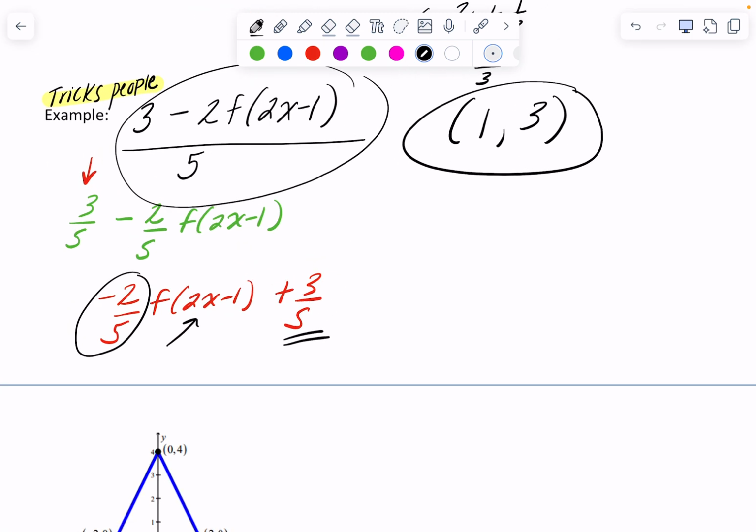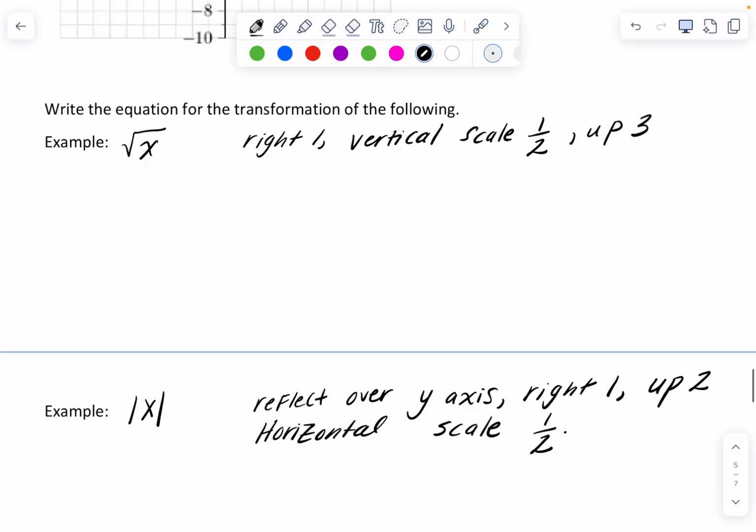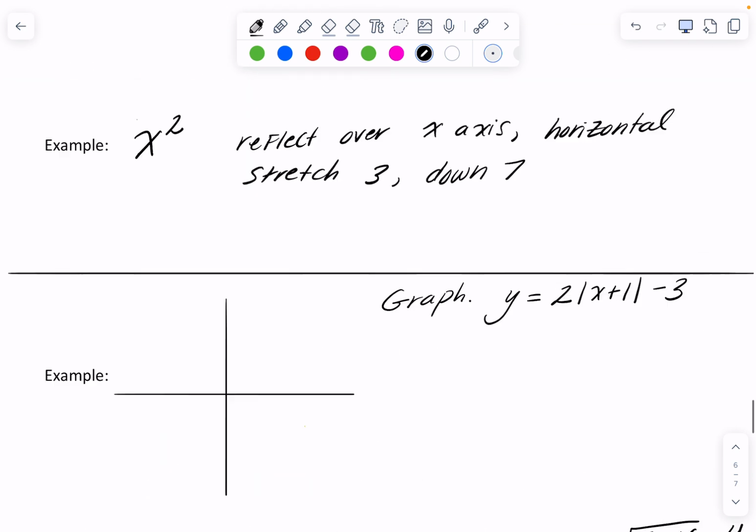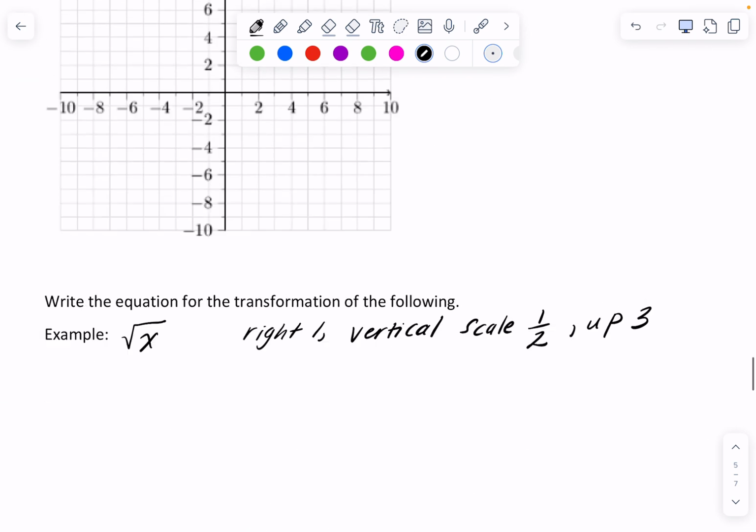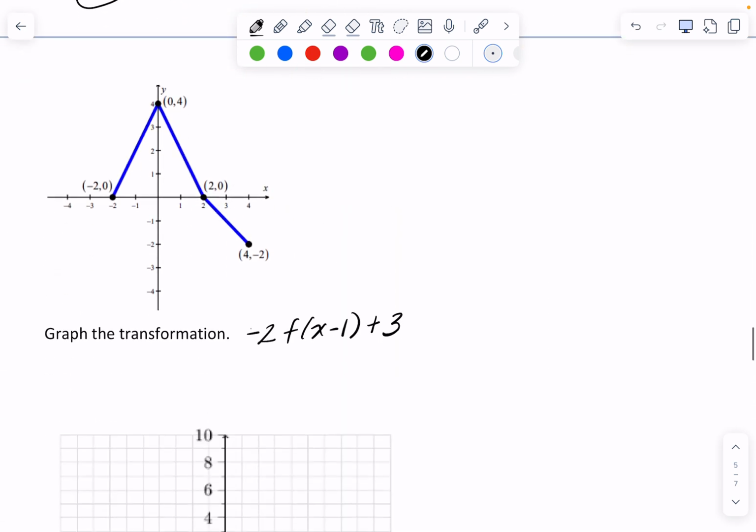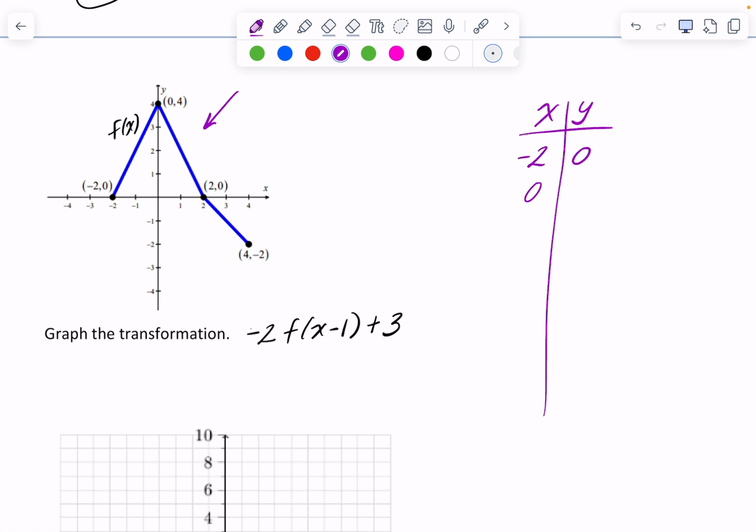Okay. All right, this will be the last. I don't think we're going to need a lot of these, but okay. So it says right here, graph this. It seems like they do one like this on the test. So it says, here's your parent function, f of x. They say, graph this transformation right here. So what you're going to do is write down the original points in order. Let's do it. So let's go (-2, 0), (0, 4), (2, 0), (4, -2).